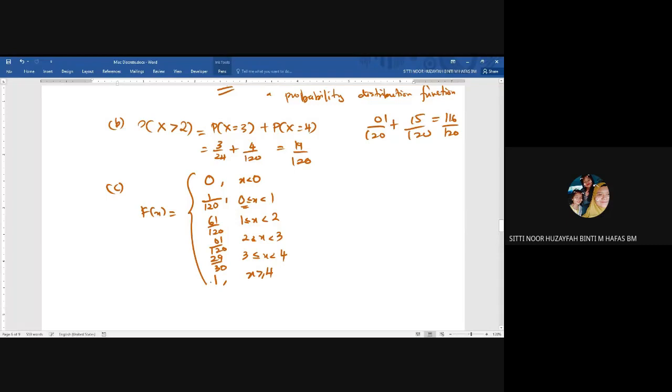This one, the last one should be 1. So you don't have to check. Okay, you will get 1. Even if you check, you will get it.